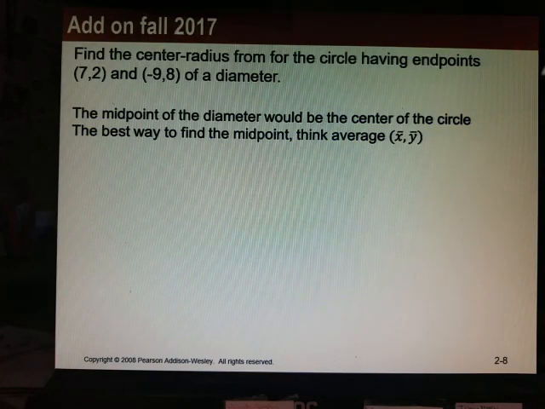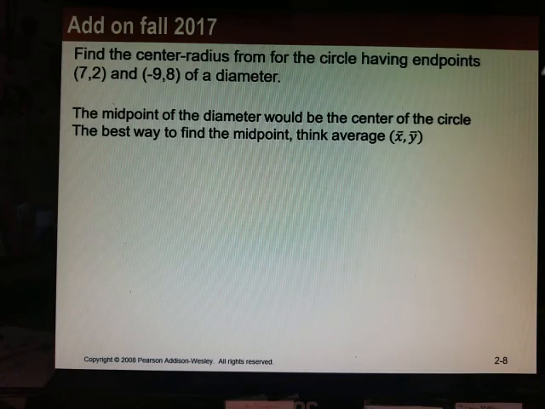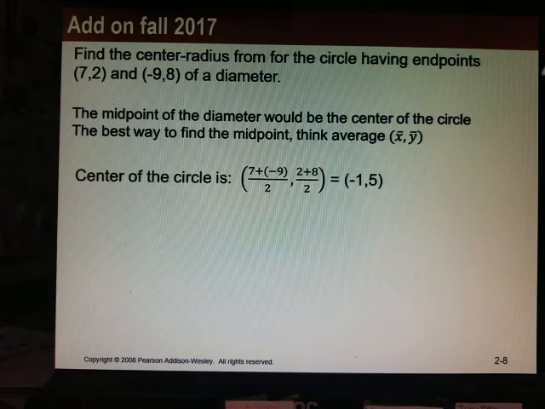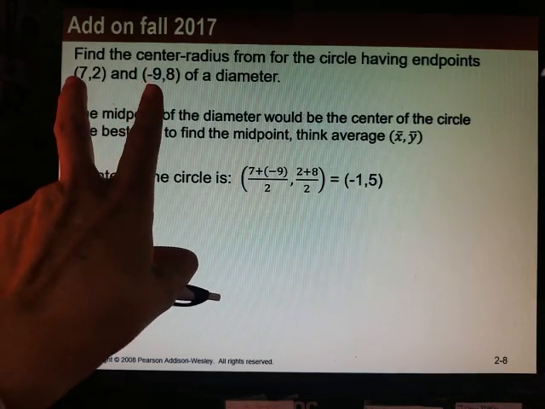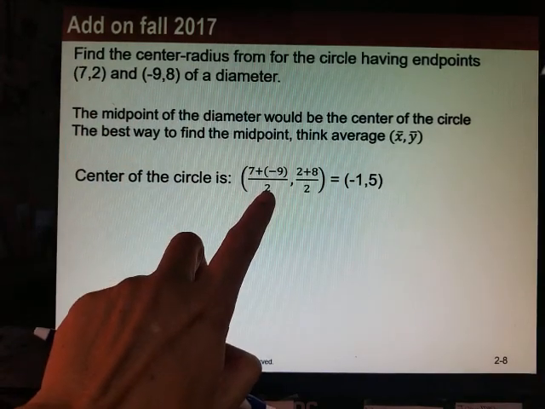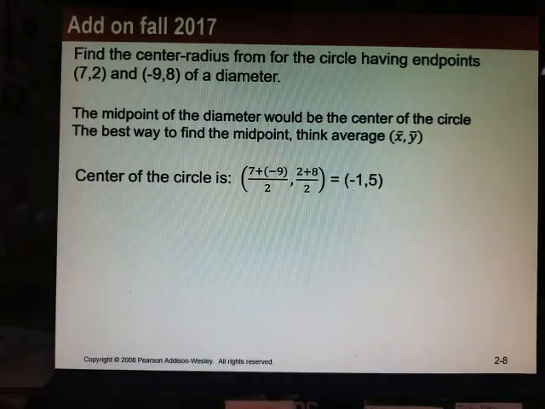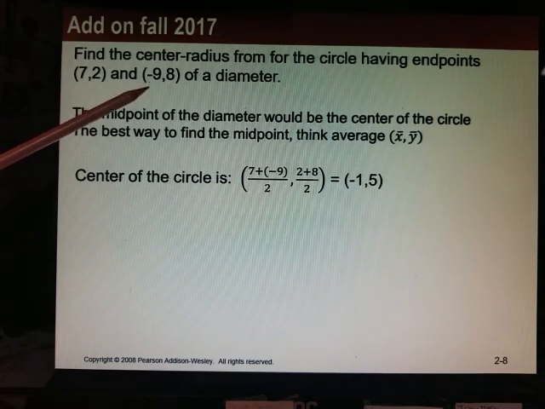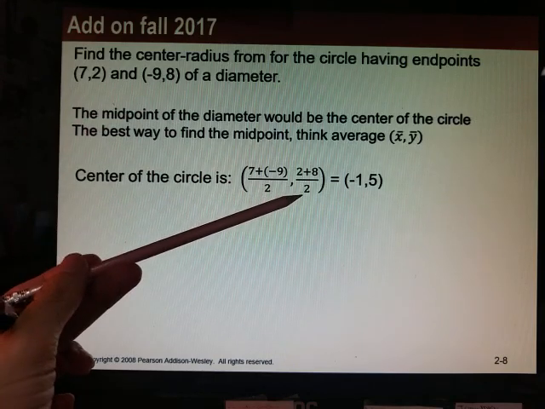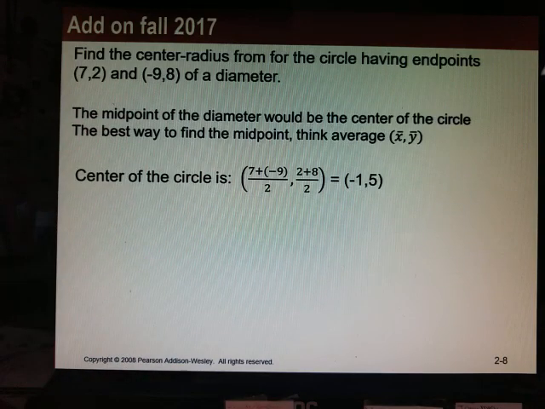So this one wants us to find the center radius form of a circle having these two endpoints as a diameter. All right. So remember the midpoint of the diameter would be that center. And instead of memorizing formulas, I like for you to understand that midpoint is like the average of the x's and the average of the y's. So I want to average the two x values together. So 7 plus negative 9, that's negative 2, divided by 2 gives me an x coordinate for my center of negative 1. Then I want the average of the y values, so that would be 2 plus the 8, that's 10, divided by 2 gives me 5 for the y coordinate of my center.